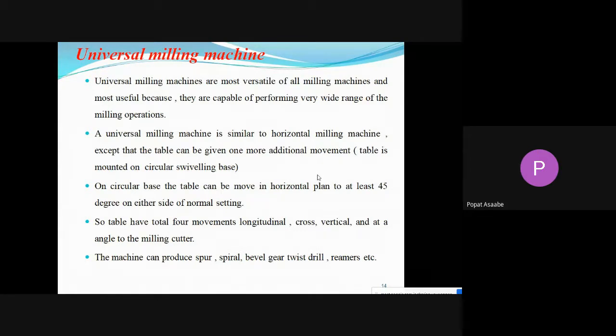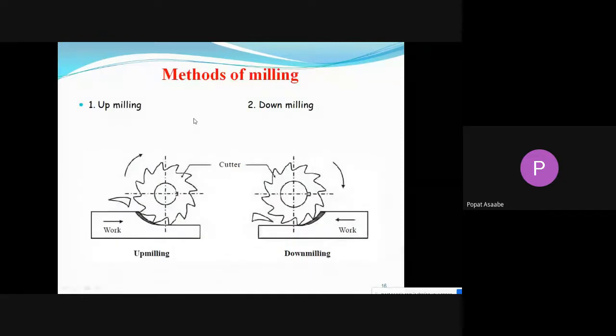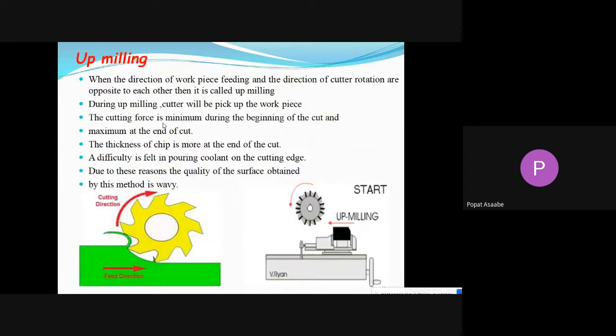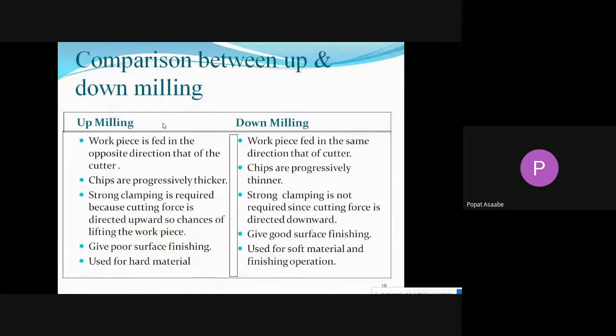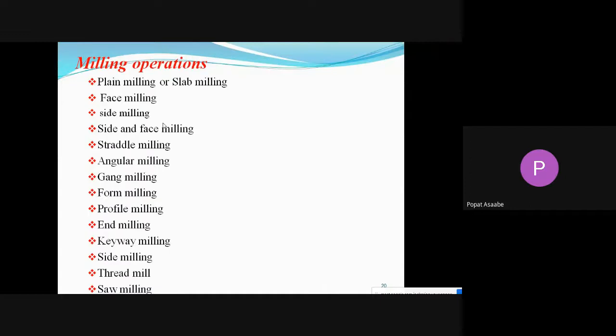In today's lecture, the agenda is to complete the universal milling machine, then to complete the methods of milling. There are two types of milling methods: first is up milling and the other is down milling. We are going to study that in detail, and then we will discuss the comparison between them. What is the difference between up milling and down milling? That comparison we are going to discuss.